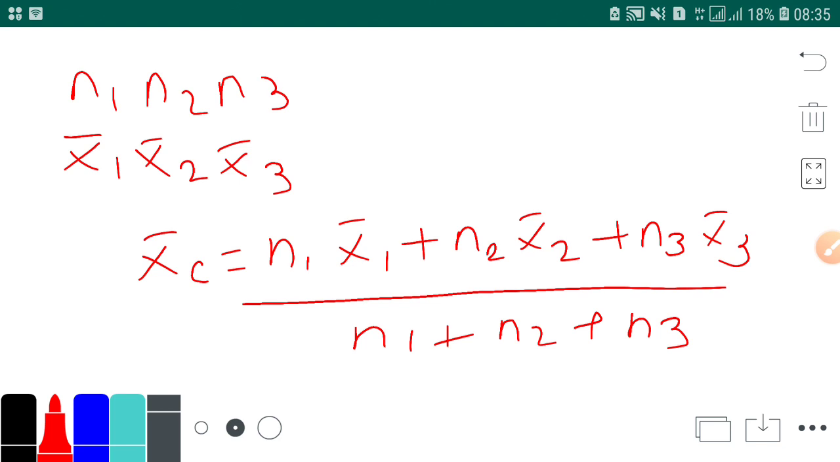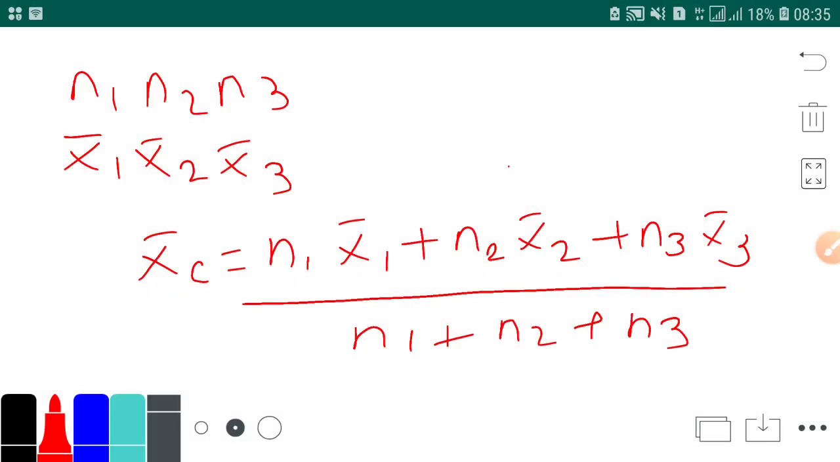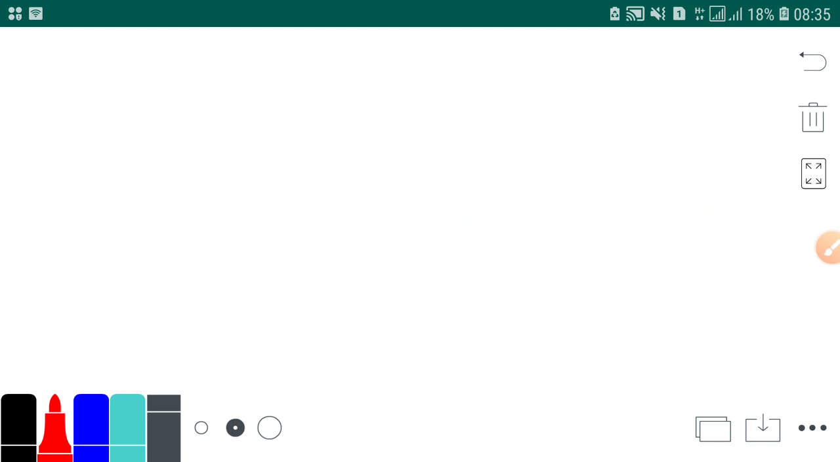There is an illustration. You all are having the textbook and you are writing with me, I guess. Yes or no? So let us take an illustration. Illustration number 10.